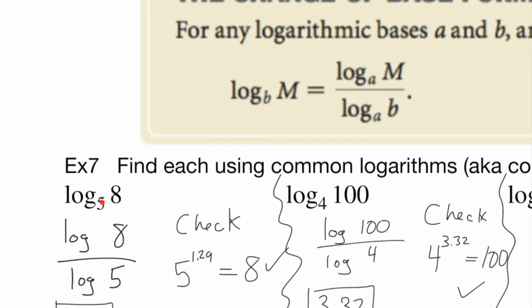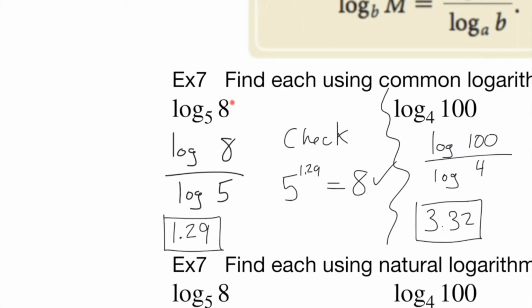So log base 5, the 5 goes in the basement. This is just going to be log base 10. Log base 10 is very common, well documented, and easy to type out on a calculator. So you can say that this is log of 8. The 8 stays. It's just the log of 5 goes down. Log of 8 over log 5 is equal to 1.29.